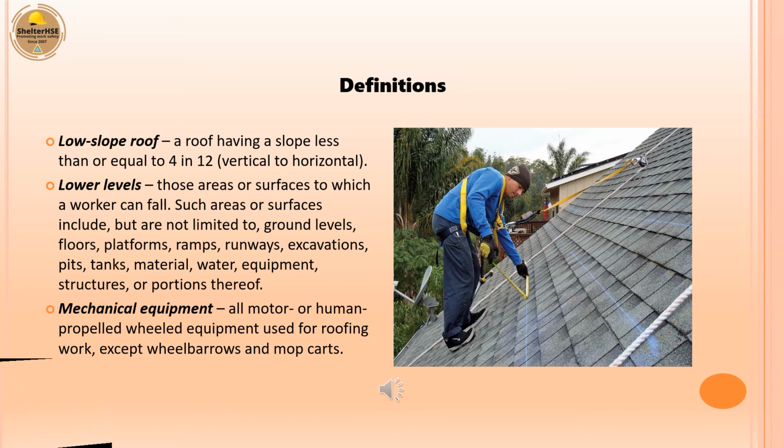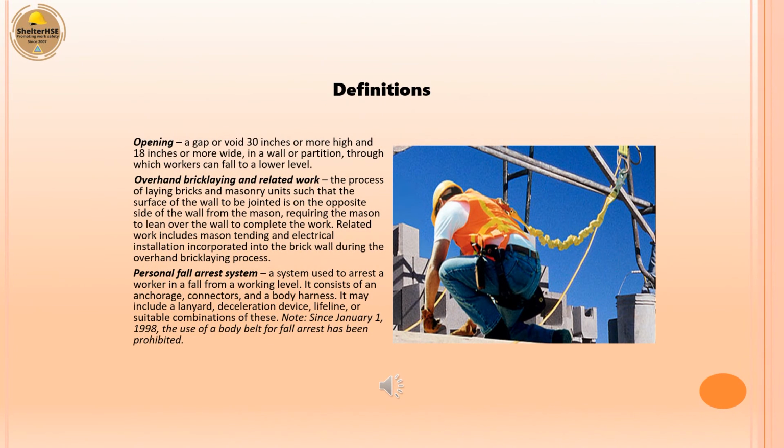Opening: a gap or void 30 inches or more high and 18 inches or wider, in a wall or partition, through which workers can fall to a lower level. Overhand bricklaying and related work: the process of laying bricks and masonry units such that the surface of the wall to be jointed is on the opposite side of the wall from the mason, requiring the mason to lean over the wall to complete the work. Related work includes mason tending and electrical installation incorporated into the brick wall during the overhand bricklaying process.